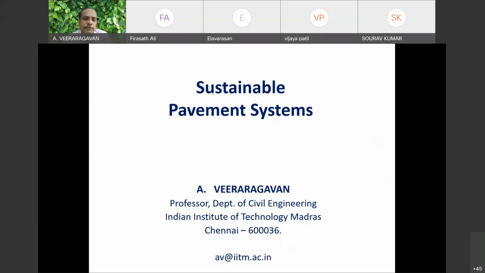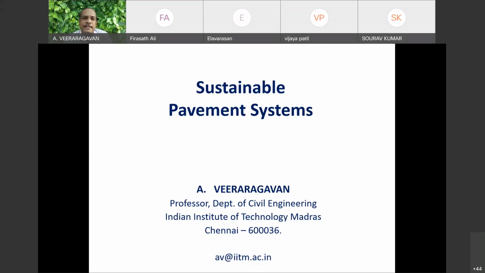So most important of all, which I consider, is what are the areas in which one can do research, one can get a PhD, an area in which an MTech student can do project work, and how interdisciplinary research is possible considering sustainability in pavement systems.